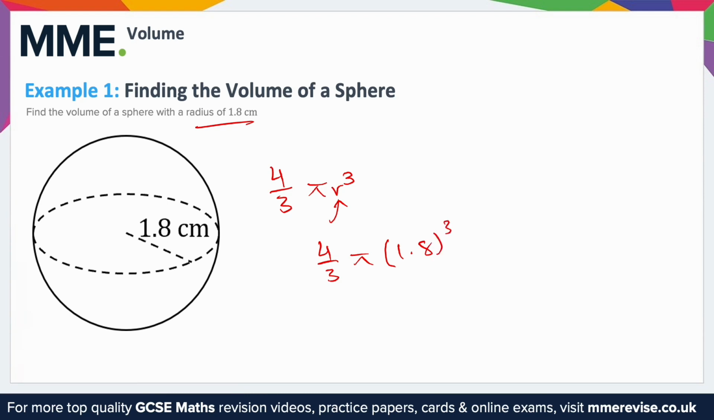Then all we need to do is stick this in a calculator, and it will give you 24.43 to 2 decimal places. We should add some units to this. We were working in centimetres, and this is a volume, so it's going to be centimetres cubed.